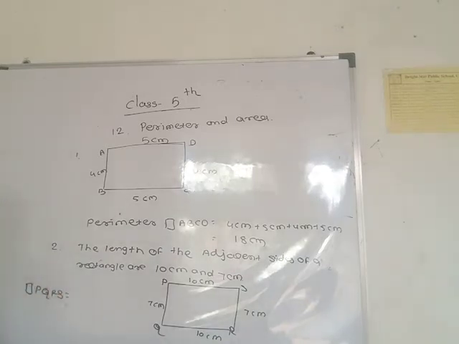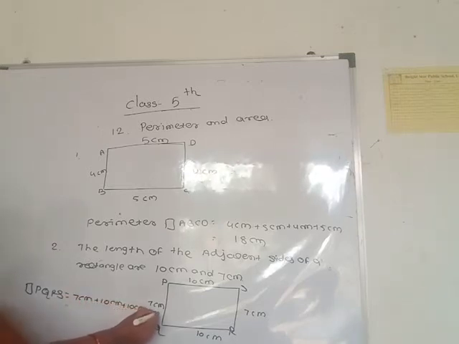The perimeter of this rectangle PQRS is equal to the sum of the lengths of all the sides. Then 7 centimeter plus 10 centimeter plus 10 centimeter plus 7 centimeter. Here 10, 10, 20, and 7, 7, 14. This 20 plus 14, 34 centimeter. Then you write the answer, 34 centimeter.